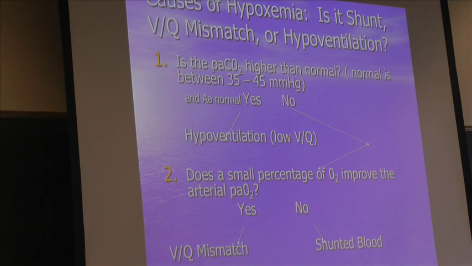But what if the CO2 is not high? What if CO2 is in the normal range? Then you ask yourself a second question: does a small percentage of oxygen improve the arterial PaO2, or pressure of oxygen in arterial blood? So if we deliver supplemental oxygen, like up to a non-rebreather mask, or up to 100%, does that improve the arterial PaO2?